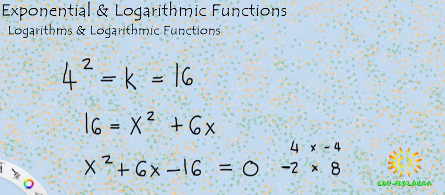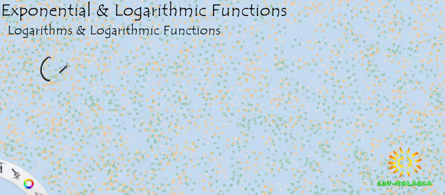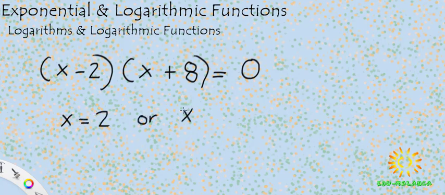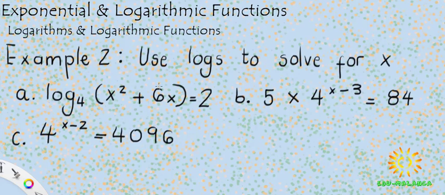The expression will then be (x minus 2)(x plus 8), and this is all equal to 0. In order for this expression to equal 0, x must equal 2 or x must equal negative 8. So this is the solution for question A. Let's move on now and answer question B.